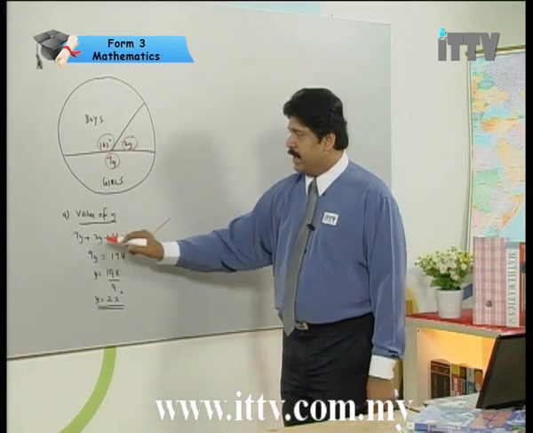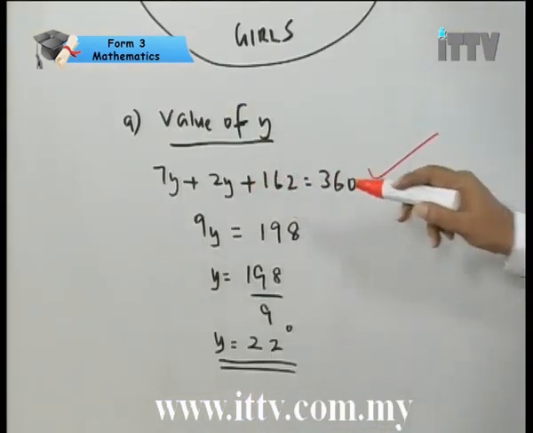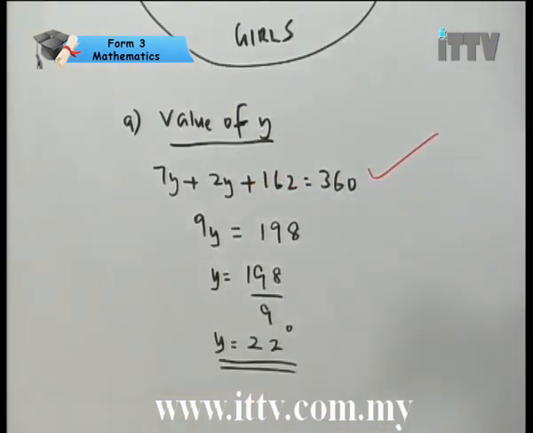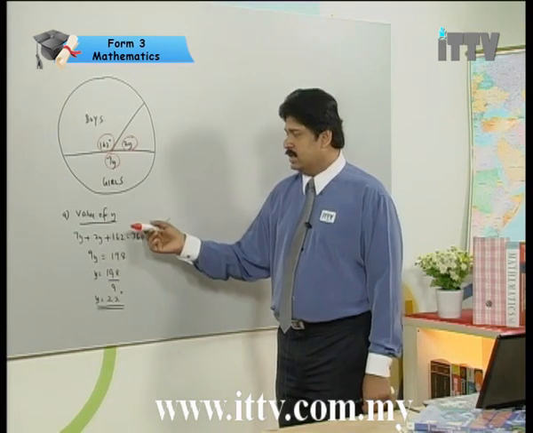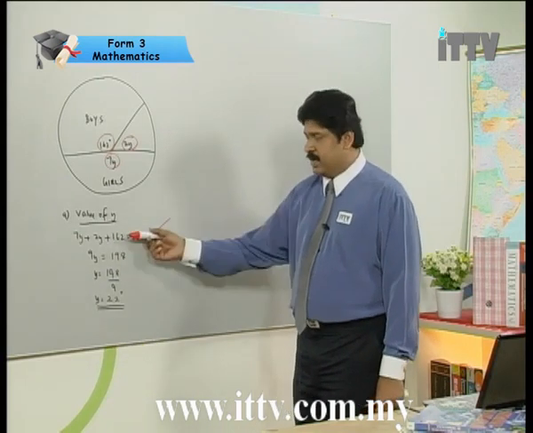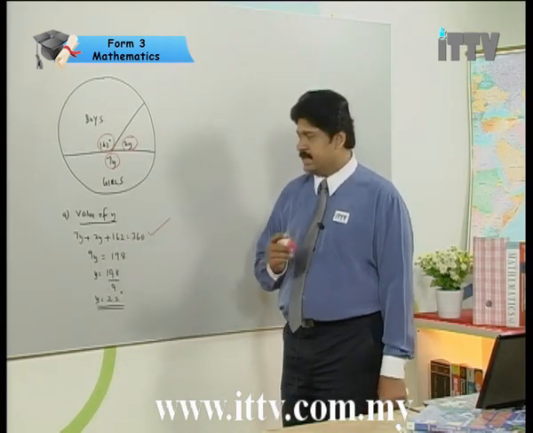Therefore, 7y plus 2y plus 162, we should obtain 360 degrees. This is the first and most important step that we should do. From here, everything will fall into place.